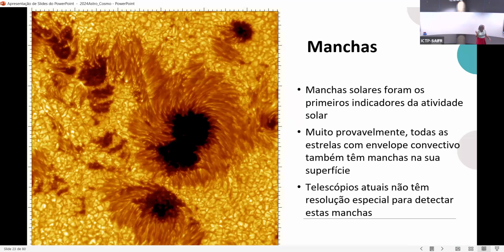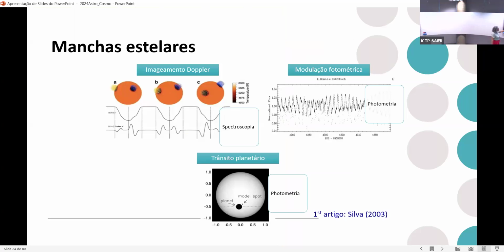So, spots, very quickly. We know the sun, this is a solar image, has spots, and the spots are concentrations of high intensity magnetic fields on the surface, which strike the convective motion. They're dark. They're about 1,000 to 1,500 degrees cooler than the rest of the atmosphere. Of course, we cannot detect them like this on stars, but we believe that, especially for the solar-like stars, they also have spots.